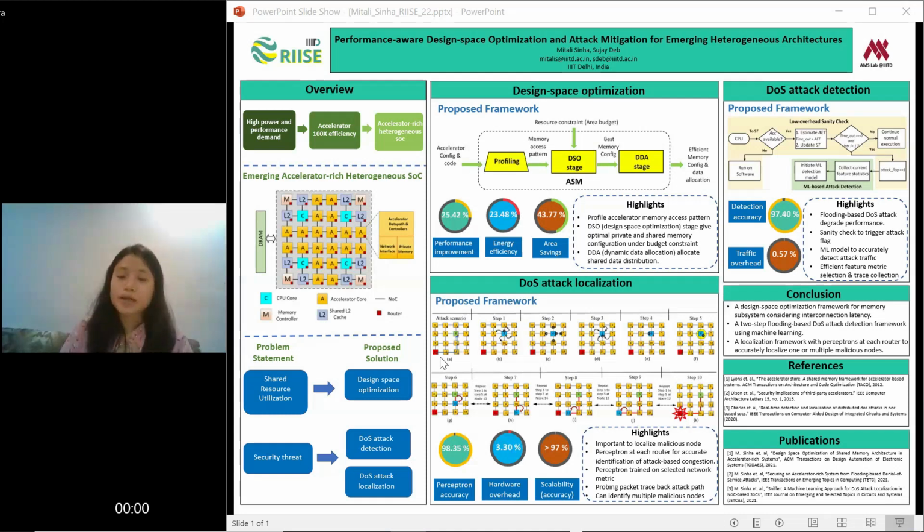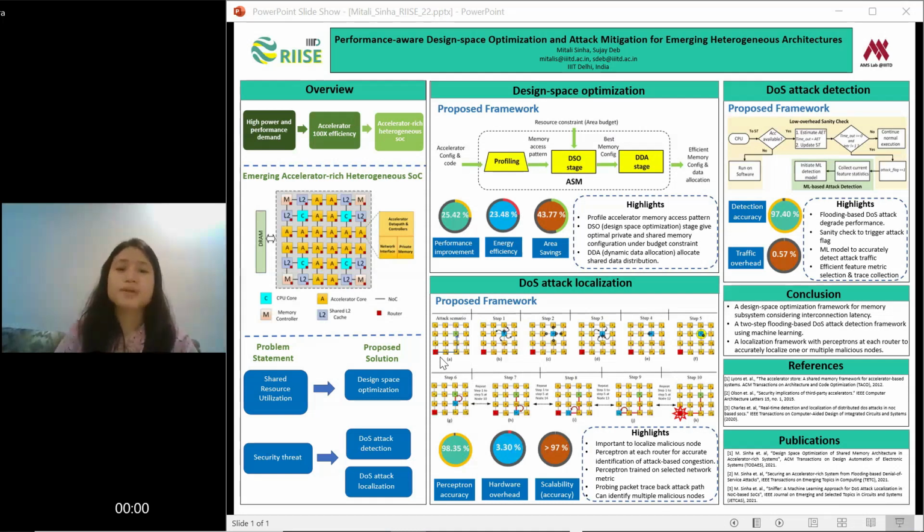In this work, we target two problems for such accelerator-rich heterogeneous SoCs. The first is the shared resource utilization problem, and the second is the security threat for such SoCs. We propose different solutions, where the first solution targets the shared resource utilization problem, where we propose a design space optimization framework. The other two solutions target the security attacks in such systems, that is the DOS attack detection and DOS attack localization framework.